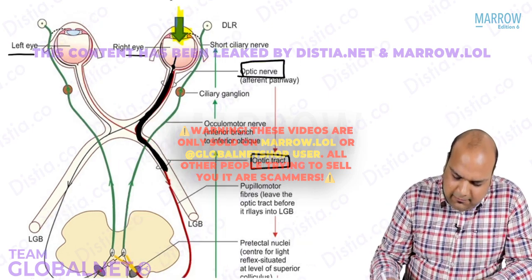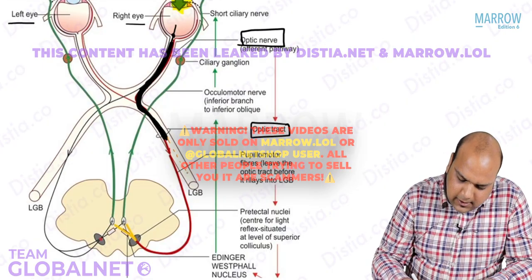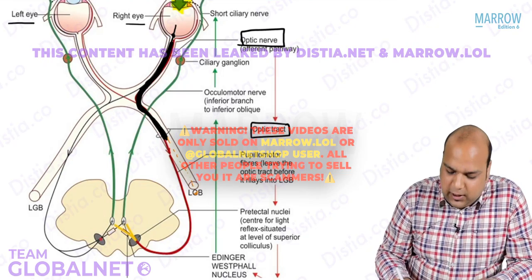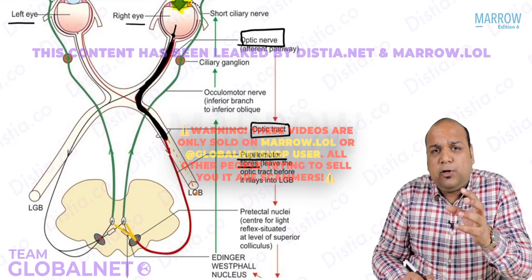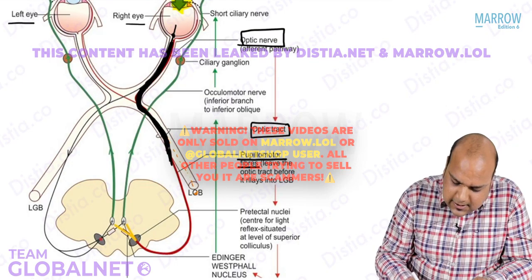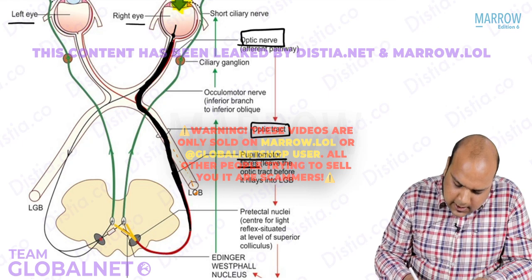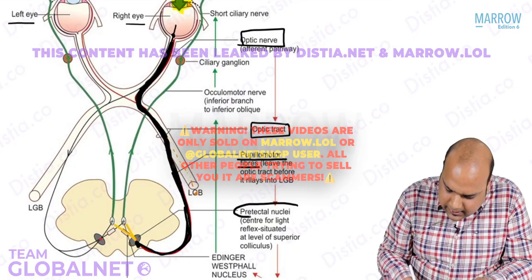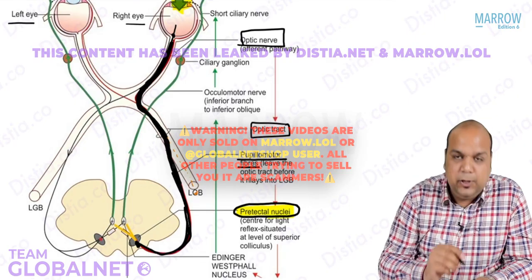From the optic tract, if we remember, the visual fibers would have gone to the lateral geniculate body. But the pupillomotor fibers, what are we calling them, everybody? Pupillomotor fibers, because they are responsible for the movement of the pupil, the constriction or the dilatation. They leave the optic tract, as you can see here. Keep following my black line, everybody. And instead of going to the lateral geniculate body, they go to a new place, and that new place is called the pretectal nuclei.